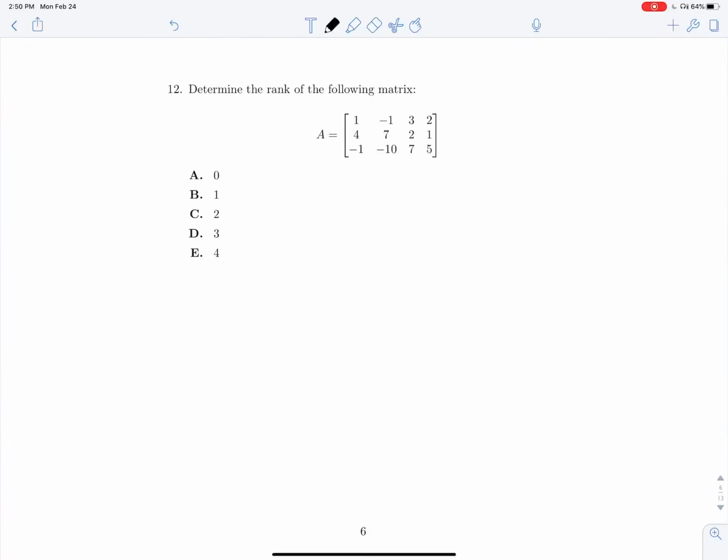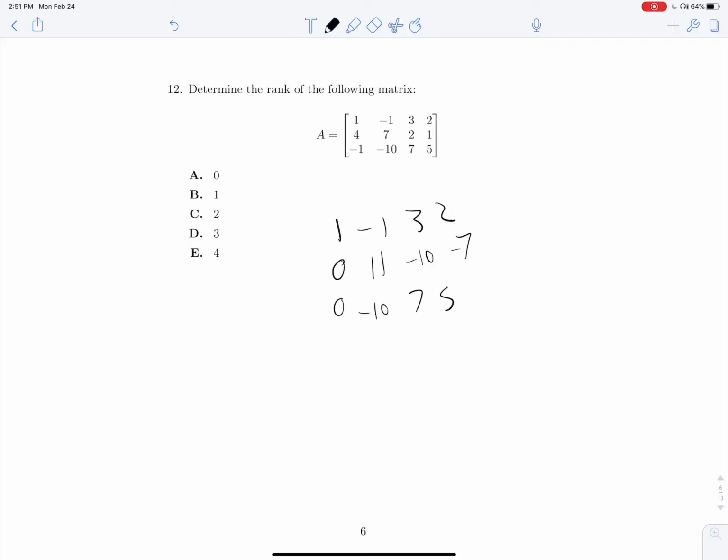12, find the rank of the following matrix. 1, -1, 3, 2, 4, 7, 2, 1, -1, -10, 7, 5. Let's get started by subtracting 4 row 1's from row 2. We will get 0, 11, -10, -7, and let's add row 1 to row 3.